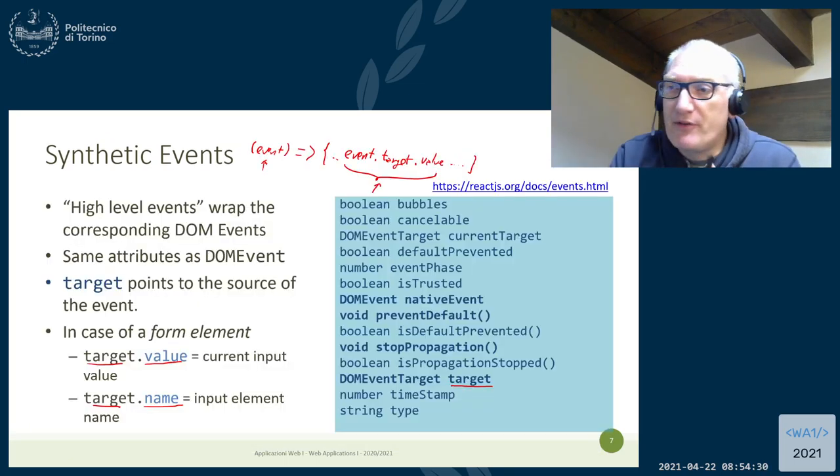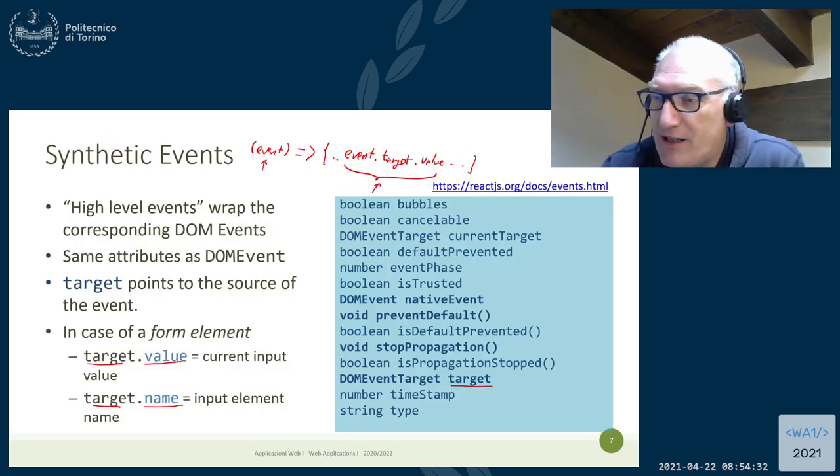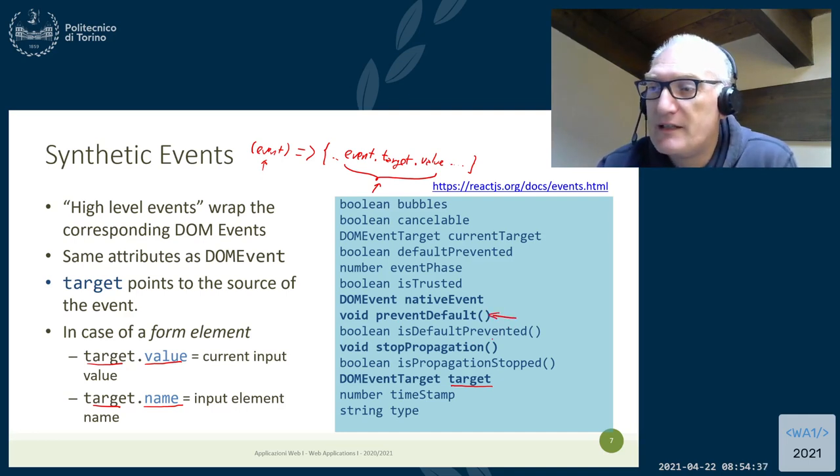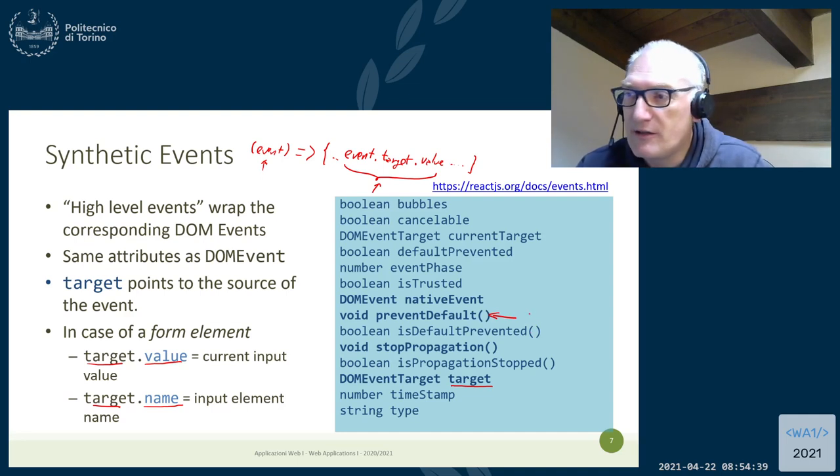Apart from target, which was the most important attribute, we also have preventDefault, that we will use mainly on the submission of forms and on buttons.